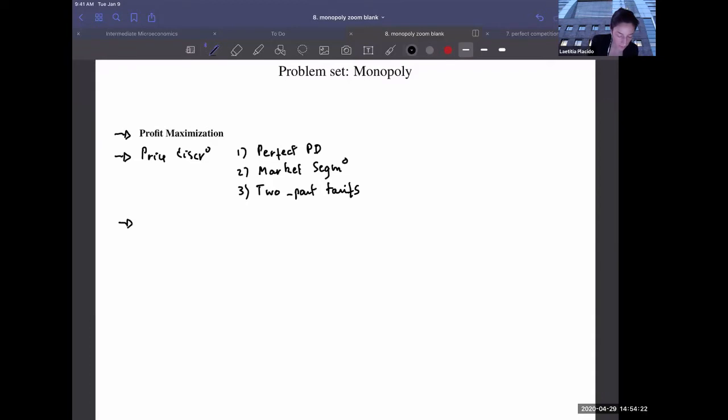The last thing that I want to do is to talk about natural monopoly. Okay. Why they arise and how to price when you have a natural monopoly.